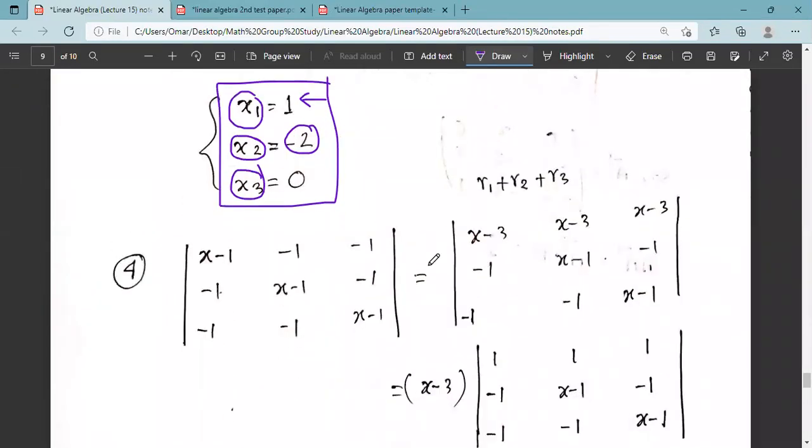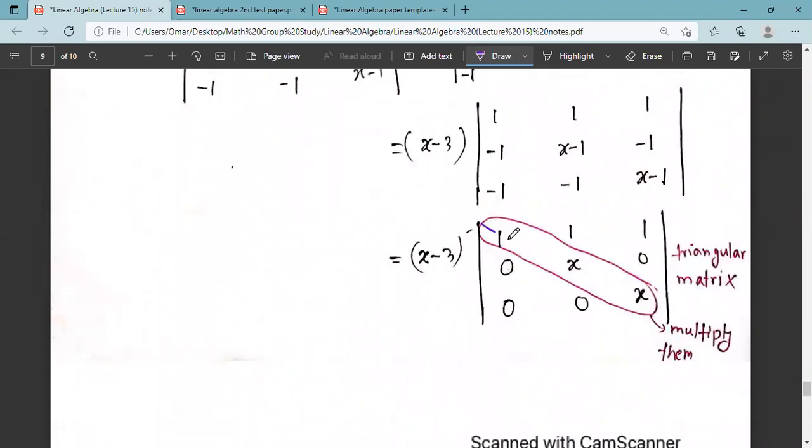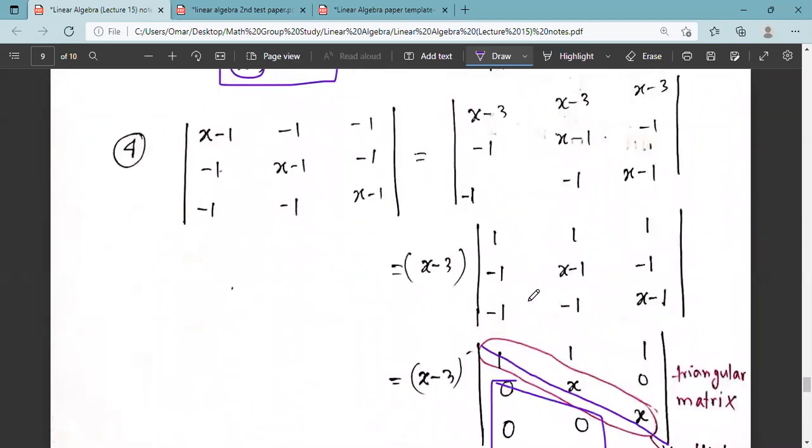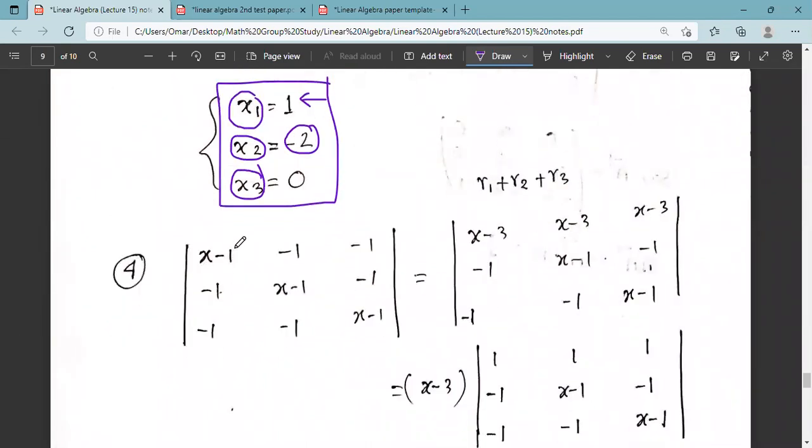The formula is we have to do some row operations and make all the entries below the main diagonal 0. If you look here, we have some similar entries: here is x minus 1, and here is minus 1, here is minus 1. We have a lot of minus 1 here, right? If somehow we can make all the entries of a specific row or column the same, like here I have x minus 3, x minus 3, and x minus 3, that means all the entries of this row are similar. Then our calculation will become easier. So let's see how we can make this.